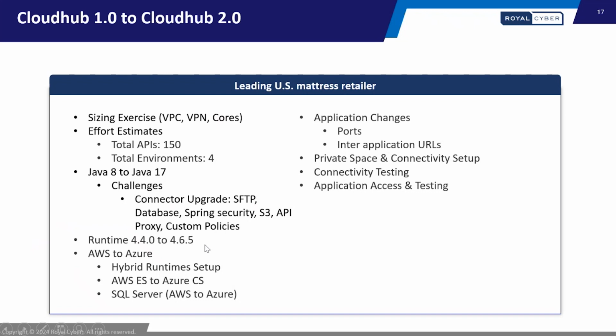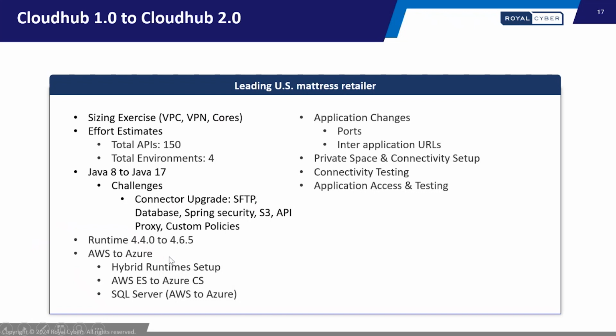And then, another migration component was migrating the runtime. CloudHub 1.0 was basically using all APIs on Mule Runtime 4.4.0, and we wanted to migrate them to our latest version, which is 4.6.5. Apart from that, there were some other migration components in this project.